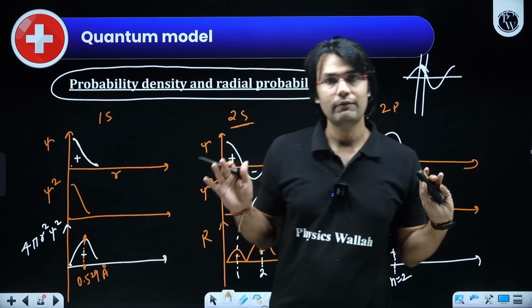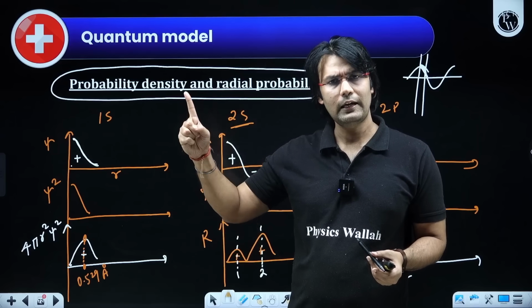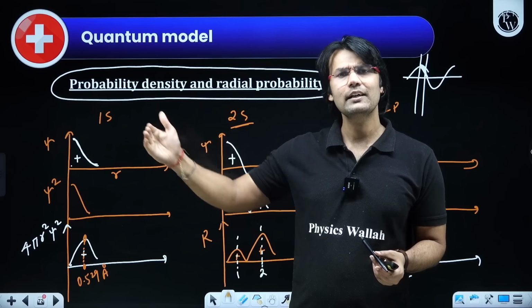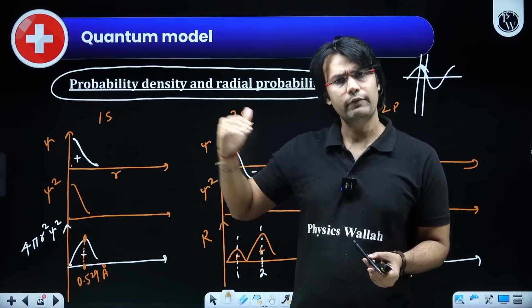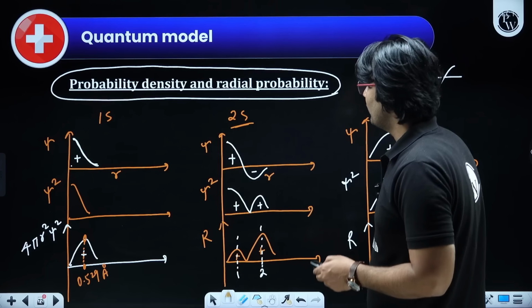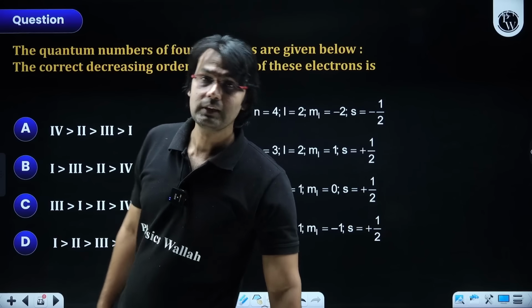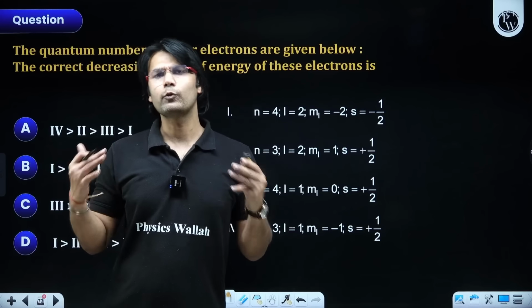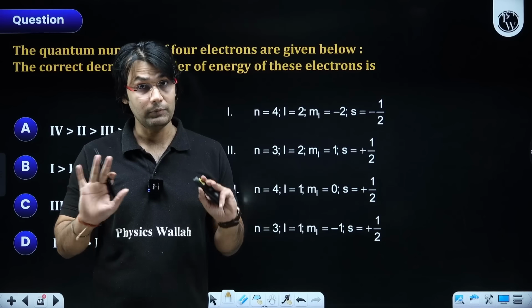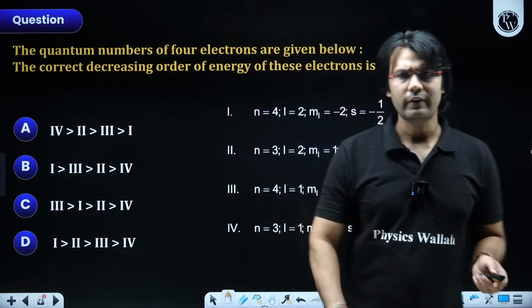Now, as we have discussed the quantum model, in the quantum model you have mainly two things: the electronic configuration, and the orbital part, that is shape, wave function, radial node, angular node, and these graphs. So let's now discuss some questions from this quantum model part, and see what type of questions we get in the examination. Take your pen and paper along with me and try these questions too.